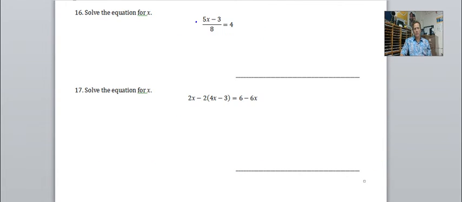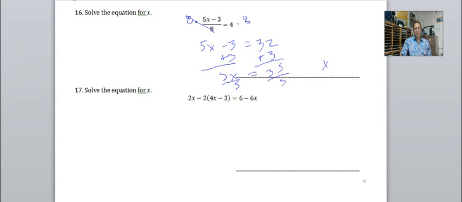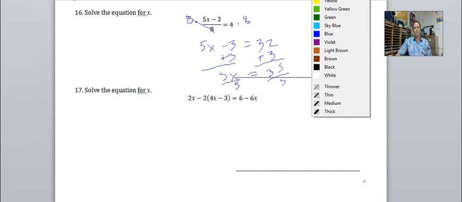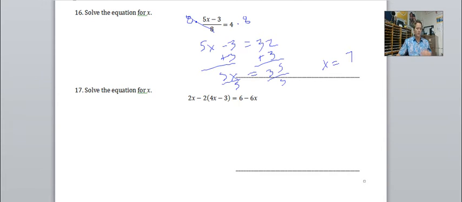16, I'm going to multiply both sides by 8 in order to get rid of that denominator. 5x minus 3 equals 32. I'm going to add 3 to both sides. I'm going to get 5x equals 35. Then divide both sides by 5, which means that x equals 7. Again, if I'm going too fast, please just pause the video, write it down as we're going, but I'm just trying to get through as many of these problems as quick as possible without making this an hour video.